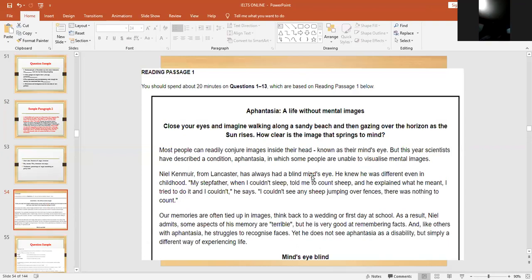Okay, it is now on. You can see it now. Yes, we can, please. Okay, this is the sample paragraph. It said, close your eyes and imagine walking along a sandy beach and then gazing over the horizon as the sun rises. How clear is the image that's in your mind? Okay. I said, if you are having problem with the numerous words being used by the narrator or the person who wrote the essay, one thing is, what are the constant words that keep coming up?